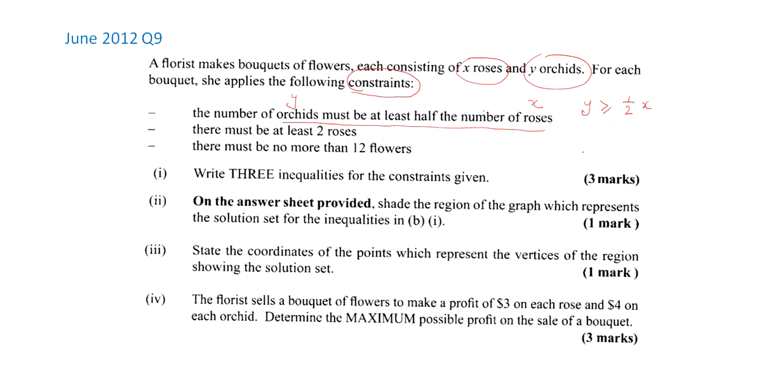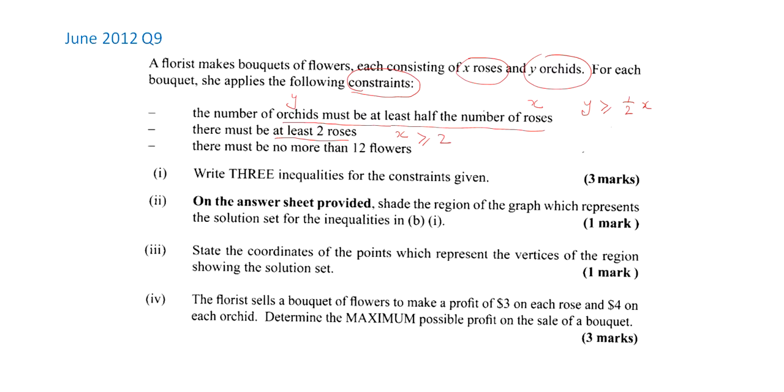And the next inequality is there must be at least 2 roses. What does that mean? Now, roses are represented by the letter X, right? So there must be at least 2 roses means that X must be greater than or equal to 2. That is the second inequality, right?